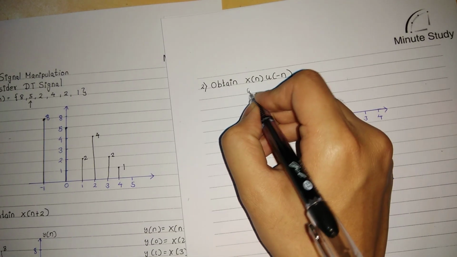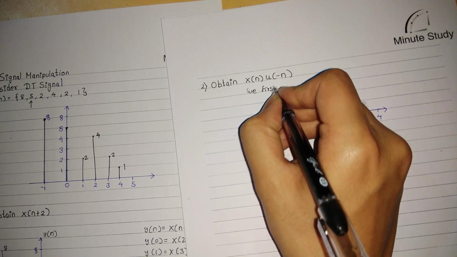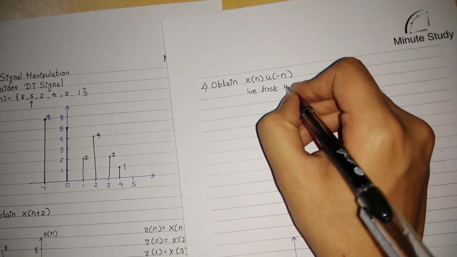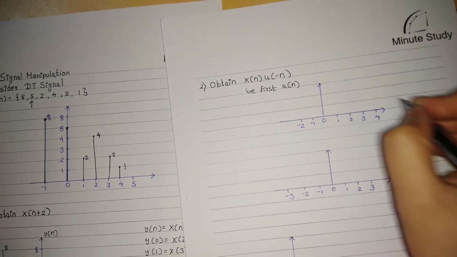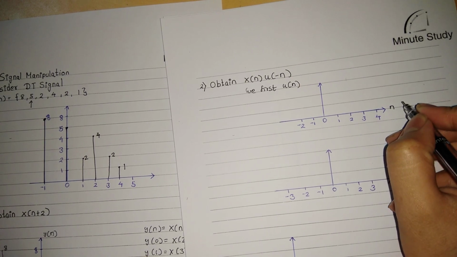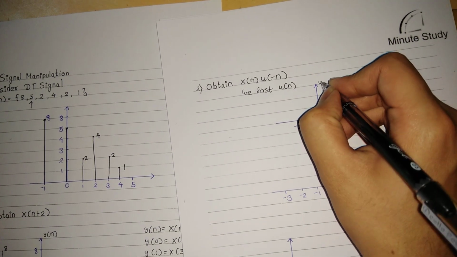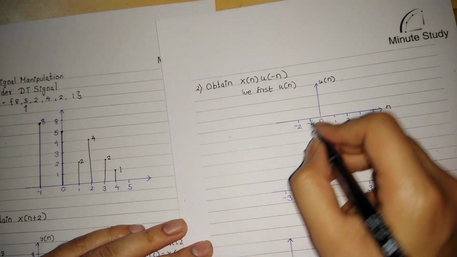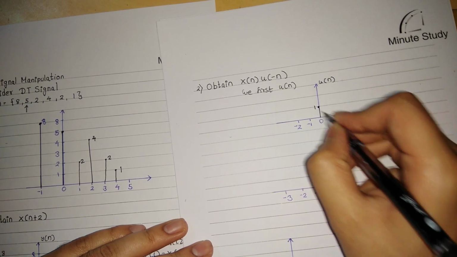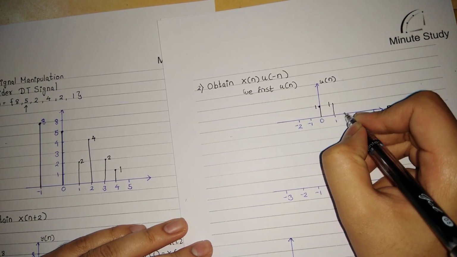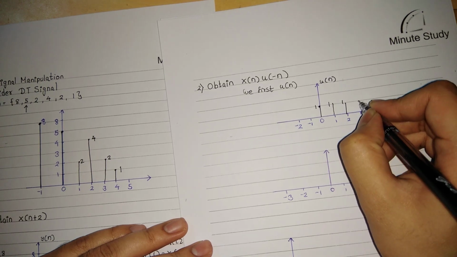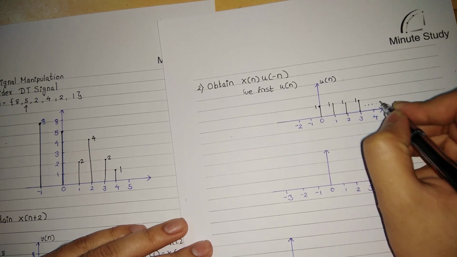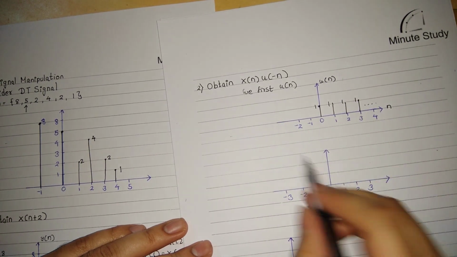So let us first consider u of n. How do we represent u of n? We are having n and we'll be having u of n. It is basically a step signal, so it will be 1 for the origin, 1, 1, 1, and so on. So basically a step-like form.